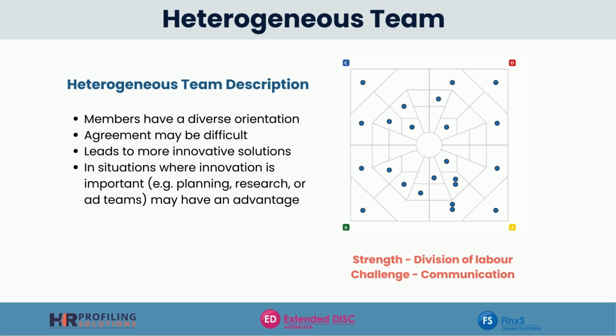You've got your higher areas here, your higher D's area, which let's say the changer, they want to implement fast change and the rest of the supporters and assurers are wanting to say, slow down. So agreement can be difficult on how to do things. The thing is though, it may take longer to get to decisions or agreements, but it leads to far more innovative solutions if you need it to be that way. So in situations where creativity is important, things like planning or research or ad teams, for example, this type of team may have an advantage over the others.